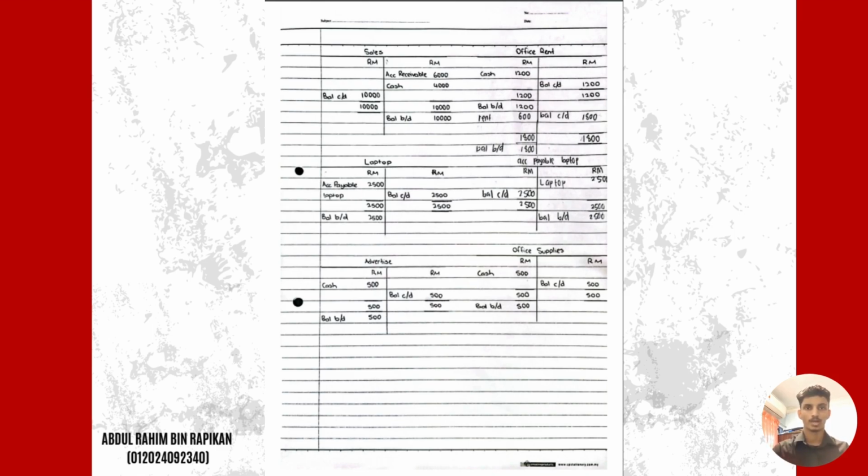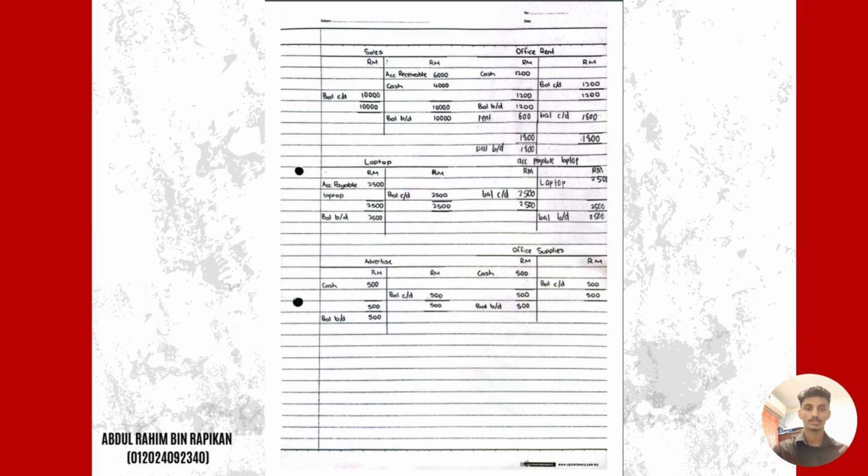So now for the account laptop, which is on the debit side, account payable laptop is 2,500, and on the credit side there's nothing. So if you equal it, you will get 2,500 as your balance CD, and you bring it forward to balance BD. So moving on to the account payable laptop, which is on the credit side, 2,500 as a laptop. So after you equal it, you will get 2,500 as your balance CD. You bring it forward to 2,500 as balance BD.